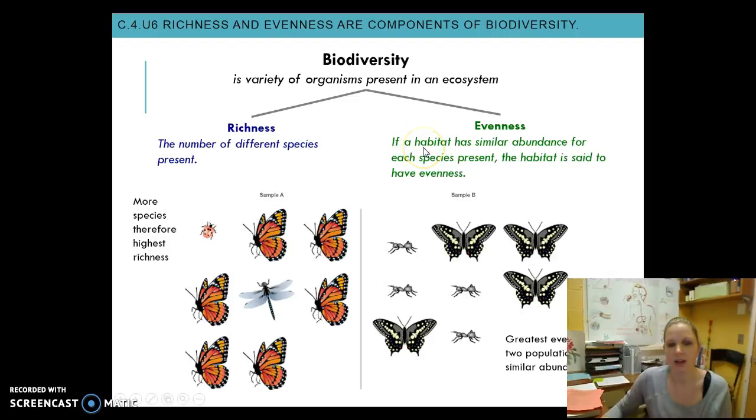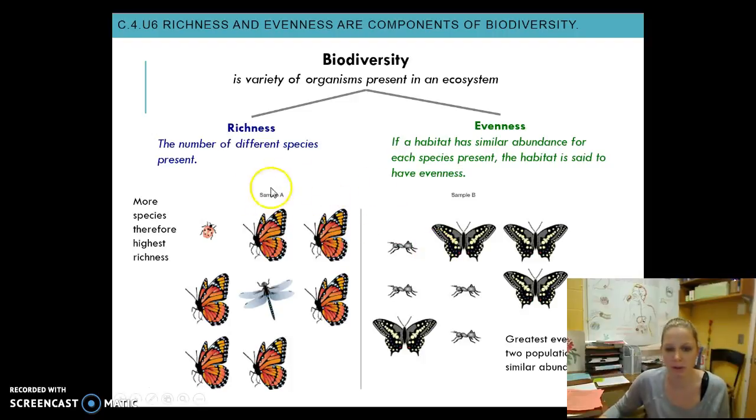Evenness is how even is that population or species. So if you look here, I have 4 butterflies, or moths possibly, and I have 4 ants. So this sample is really even because I have an equal amount of butterflies to ants. This sample is not as rich as this sample is. But this sample is not as even as this sample is because this sample has way more butterflies. Hopefully that makes sense. Now when we calculate biodiversity, we look at both.